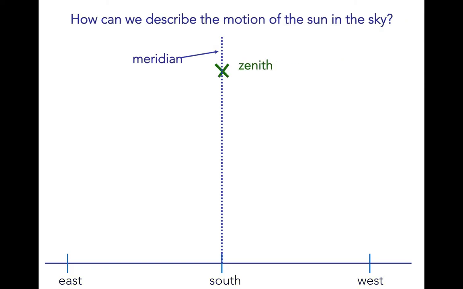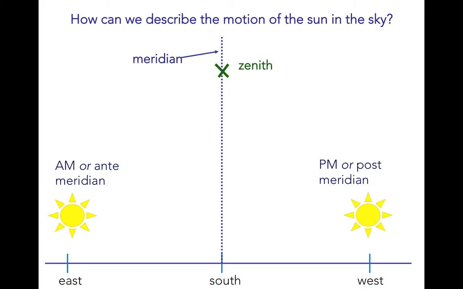As the sun rises in the east, we say that it's morning or AM, which stands for ante-meridian, or before the meridian. As the sun sets in the west, we say that it's evening or PM, which stands for post-meridian, or after the meridian. So where's the sun at noon? Well, it should be on the meridian since it's halfway between east and west, or halfway between rising and setting.